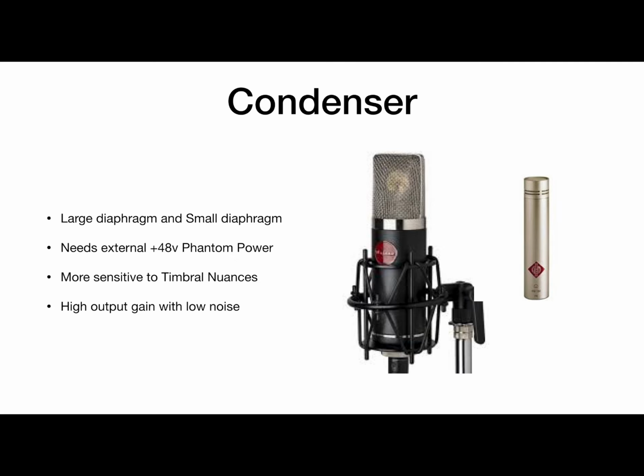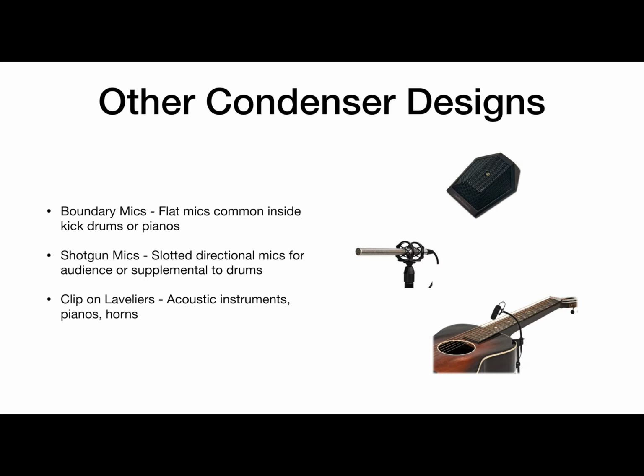Because of the electrical charge, condenser mics tend to be more sensitive to timbral nuances, with more definition in the top end and quicker response to transients. They also output much more gain with low signal-to-noise ratio. There are other condenser microphone designs beyond the typical large and small diaphragm, originally for applications other than music production, but have found their way to stages and studios alike.